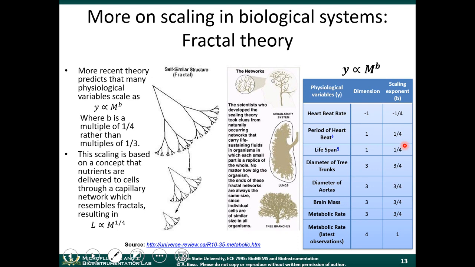Larger organisms tend to live longer, right? The elephant lives longer than the mouse. The diameter of tree trunks scales as m to the 3/4. The diameter of aortas, your main blood vessel, scales as m to the 3/4. The mass of the brains scales as m to the 3/4. Metabolic rate we saw earlier. Some of the latest observations show that it's scaling as m to the power of 1. But we're not going to get into all the details of that.